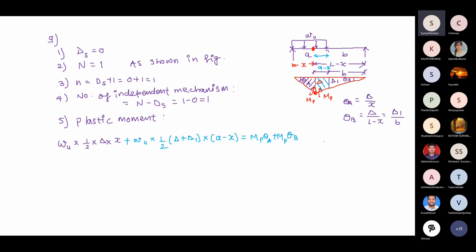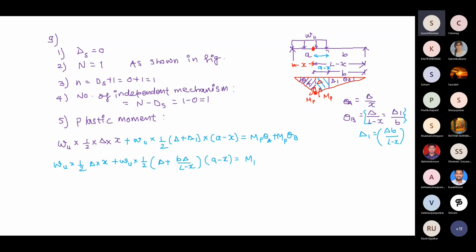And then we need to find delta 1 in terms of delta, and that you get from here. So we have delta 1 equals delta b upon L minus x. And then we have to put all those values. So WU into half delta into x plus WU into half, delta plus b delta divided by L minus x, into A minus x, equal to MP into delta by x plus MP into delta upon L minus x. And then you have to bring it in terms of U by V and then solve.